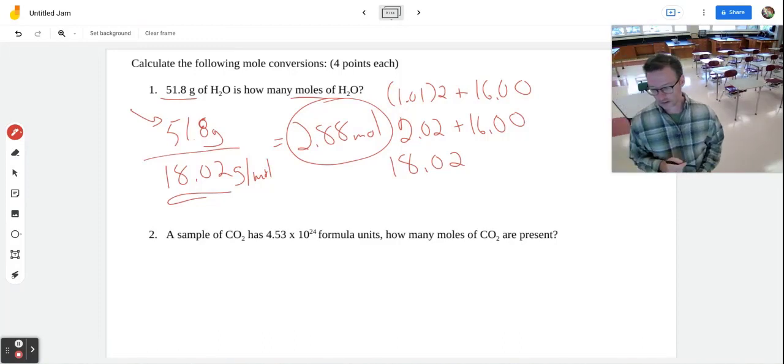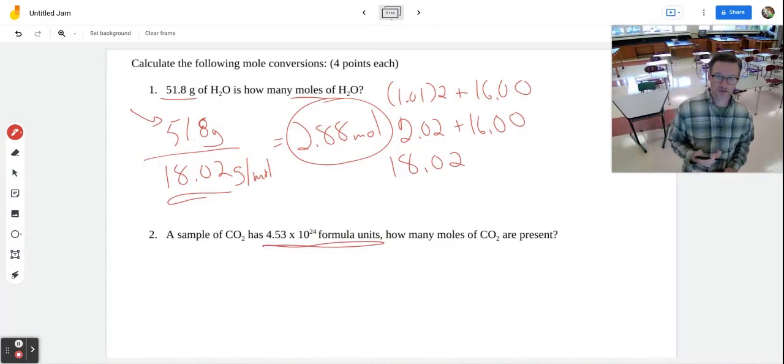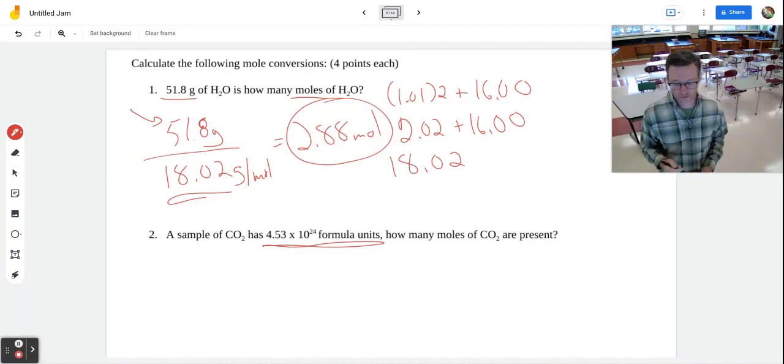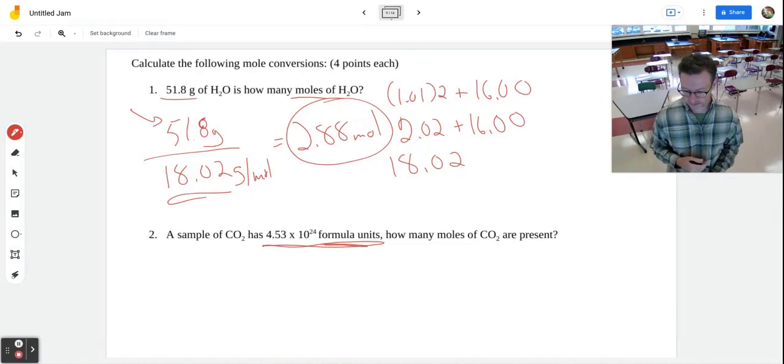Next question. It has this many formula units. Formula units is not exactly the same as a molecule, but you can think of it in your head as molecule. We use the term formula units for something that, actually, this should say molecules, but never mind. Formula units, molecules essentially mean the same thing. There's a difference that we'll talk about later, but you don't need to worry about it. It's just how many things are there?